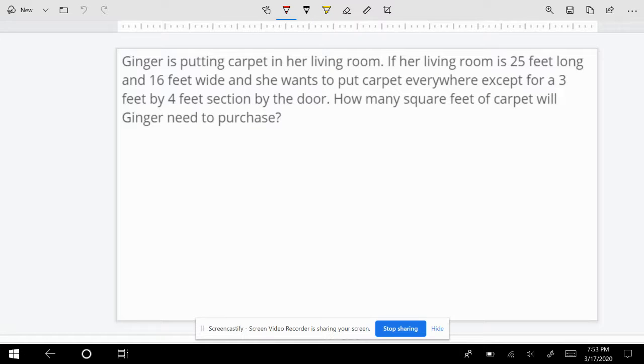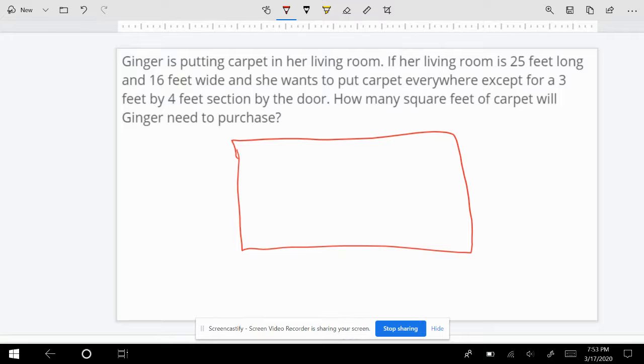What you need to do is first think about the living room and its dimensions. This living room is 25 feet by 16 feet, with a spot right here by the door. Maybe it's going to be wood, I'm not sure, but it's not going to be carpet. So 3 feet by 4 feet.